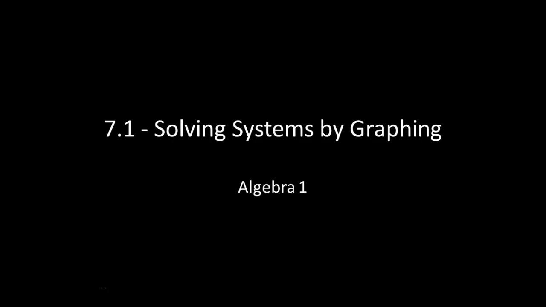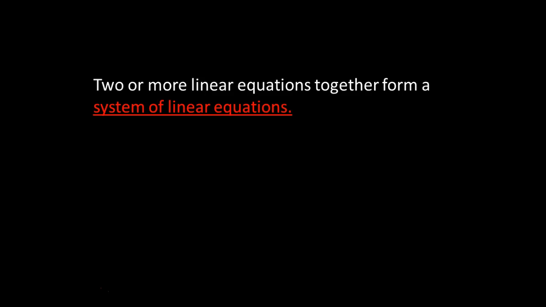On 7.1, solving systems by graphing. First thing we're talking about today is system of linear equations. With a system of linear equations, it's when two or more equations are together and you're looking for a solution. So remember, linear is a straight line. So you have two or more equations that make a straight line, and we are going to be looking at where they intersect to solve equations.